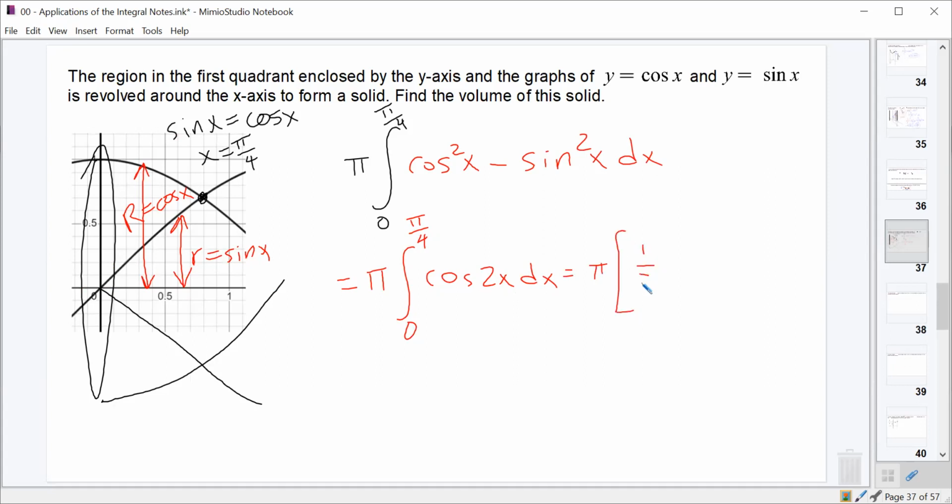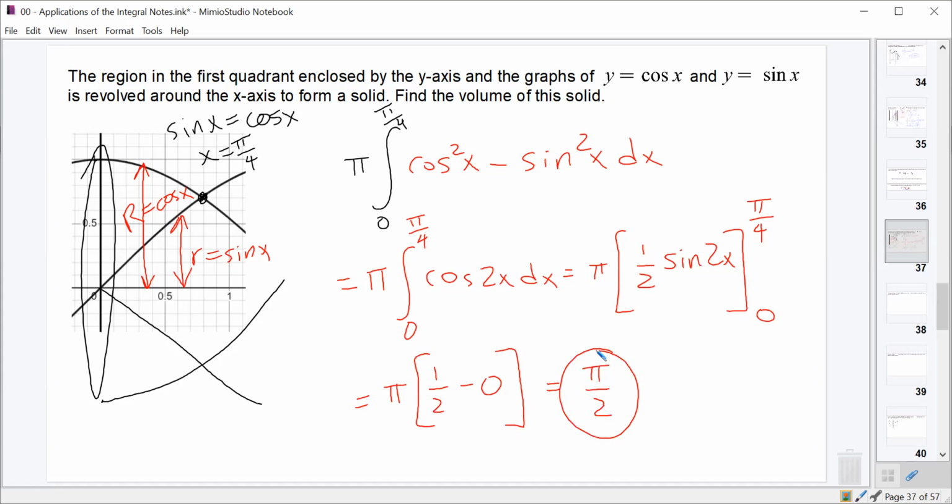Integrate cosine 2x into 1/2 sine 2x, and evaluate from 0 to pi over 4, which gives us pi times 1/2 the sine of pi over 2. Since the sine of pi over 2 is 1, that's just 1/2. And then minus 1/2 sine of 0, which is just 0. And we end up with pi over 2.